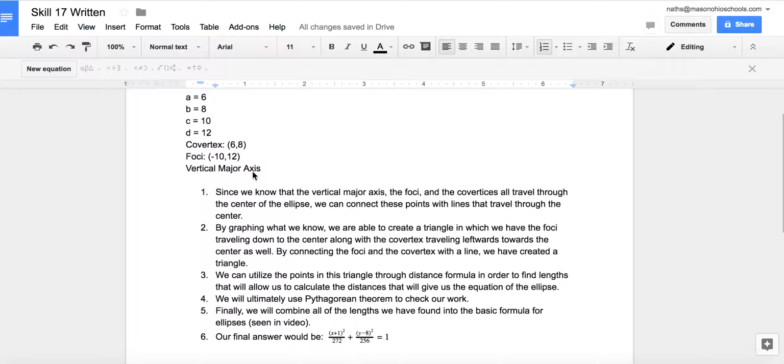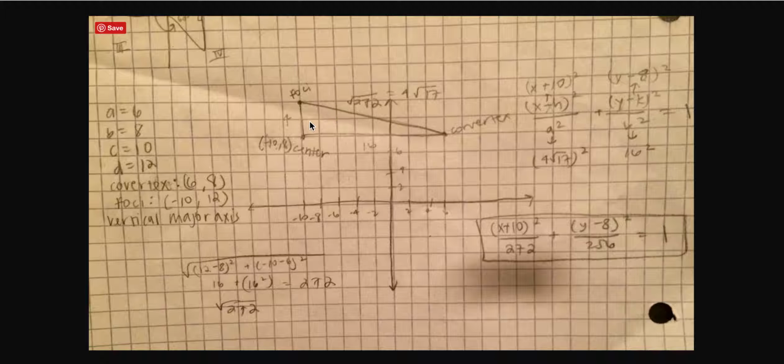So the first thing I did was I went ahead and plotted the points that I knew, so (6, 8) and (-10, 12). And they were on different sides of the graph. So what I advised to do next would be connect those points and create a bit of a triangle out of it, like you see over here.